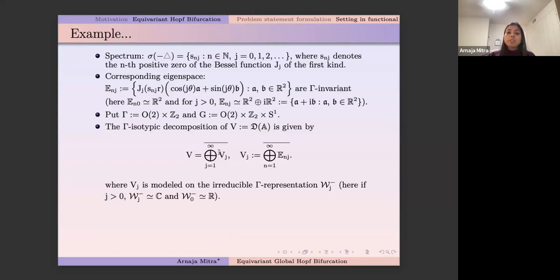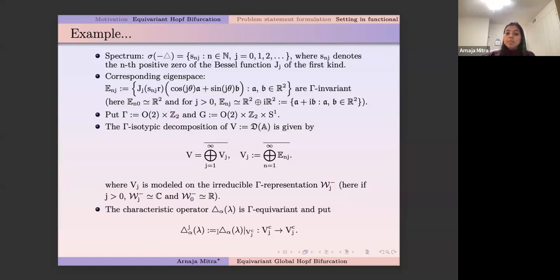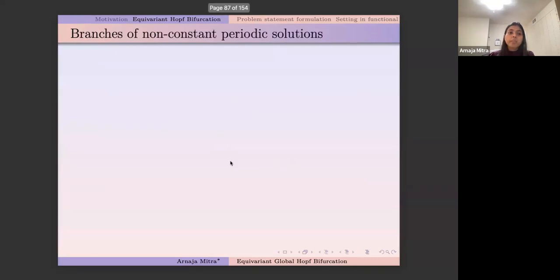And you can find the decomposition of V according to the real irreducible representations, where each representation is denoted by W_j minus, which is just a notation, and the minus sign just denotes that we have a Z2 action. Similarly, in our example, we can find the restriction of our characteristic operator on V_jC, the decomposition of this V_j, where C just denotes the simplification of V_j.